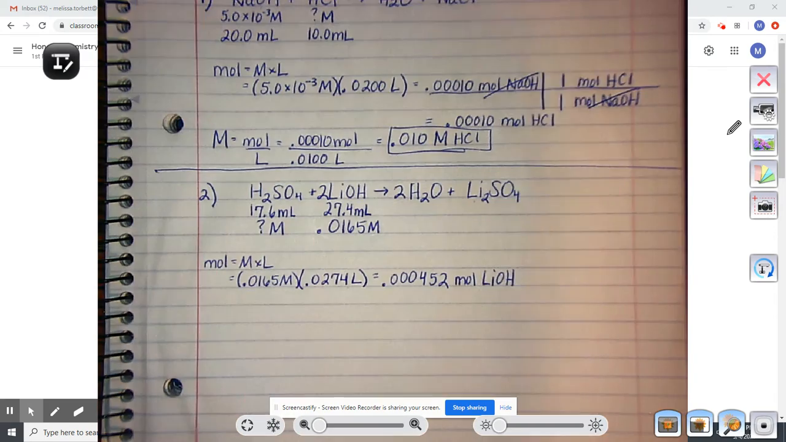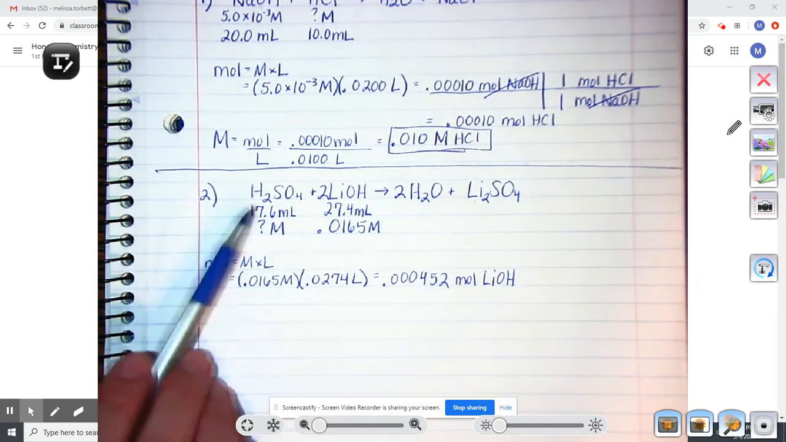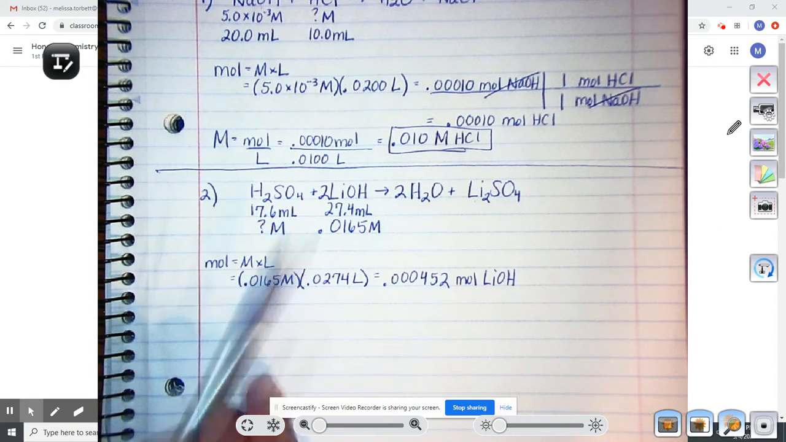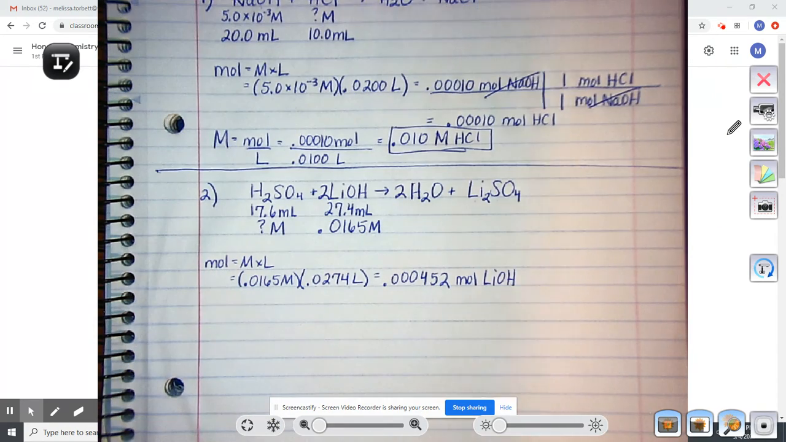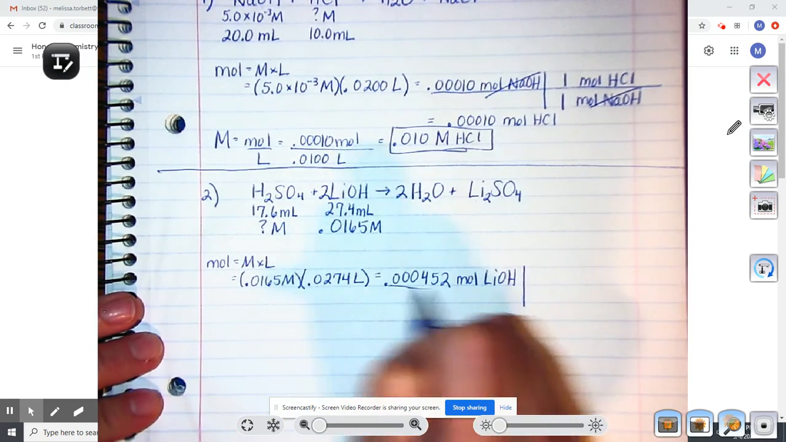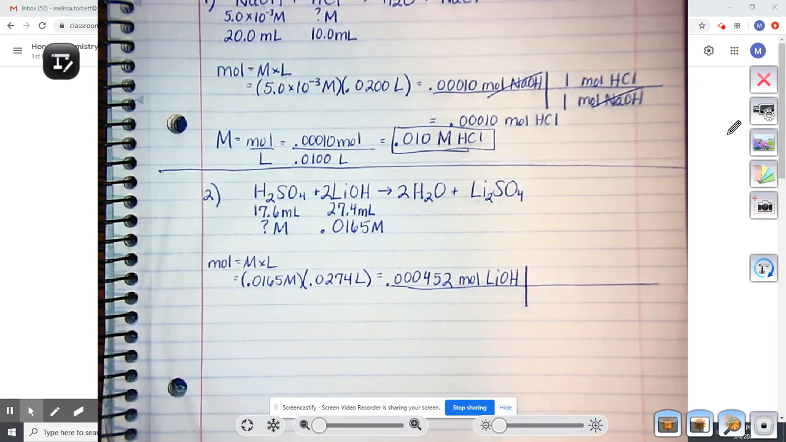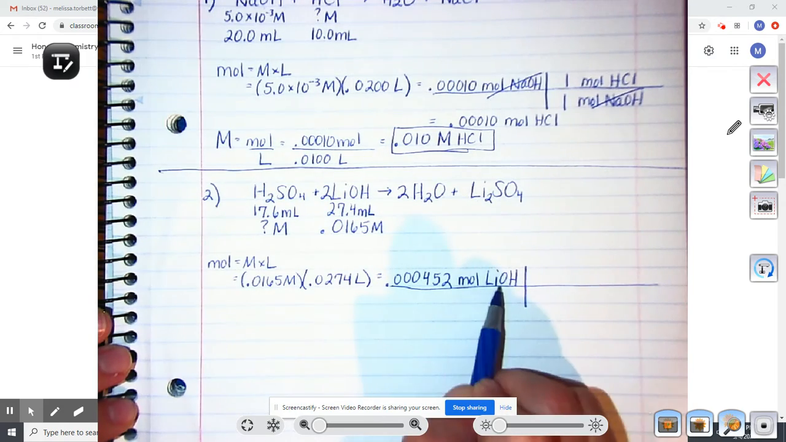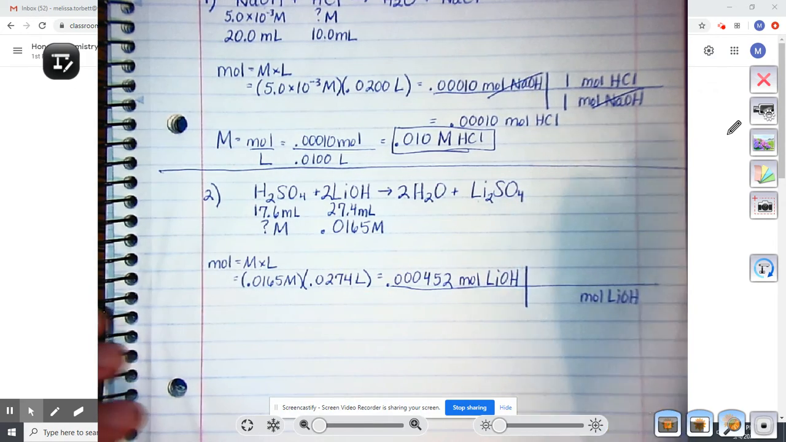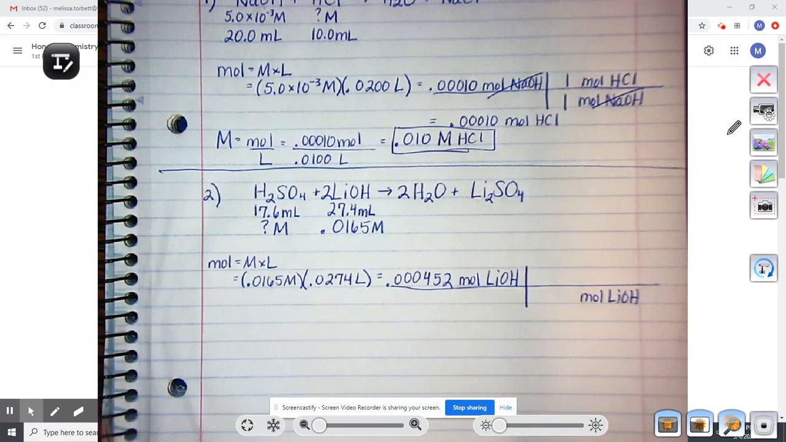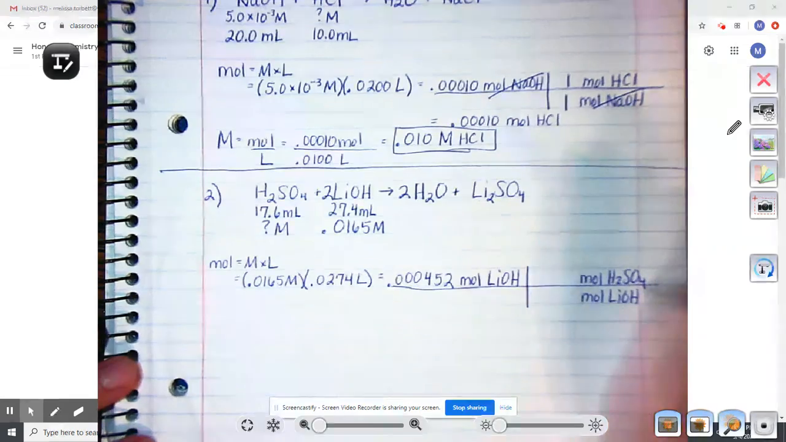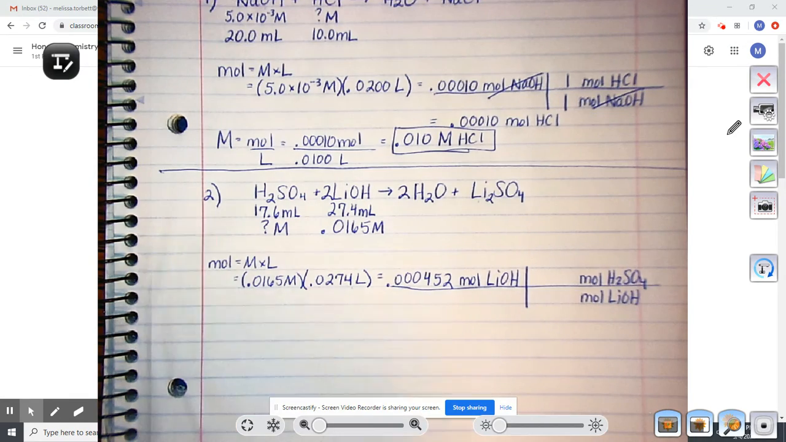So there's step 2. Step 1, write and balance the equation, label it. Step 2, find the moles of the known. Step 3, change moles of the known to moles of the unknown. There's our little factor label table. There's our little mole to mole problem. I don't want moles of the lithium hydroxide because I already know that. I'm going to put it on the bottom. And now I've got to change it to moles of what I don't know, which is the sulfuric acid. Okay, that's our unknown that we're trying to solve for.